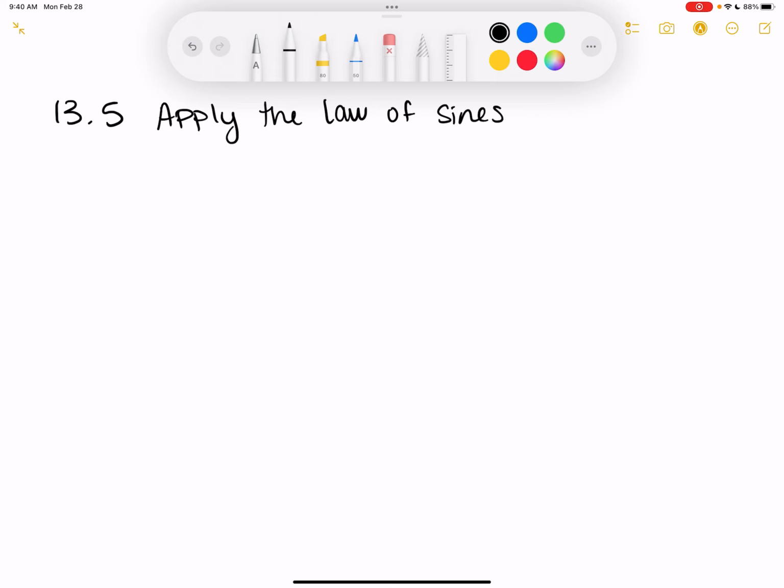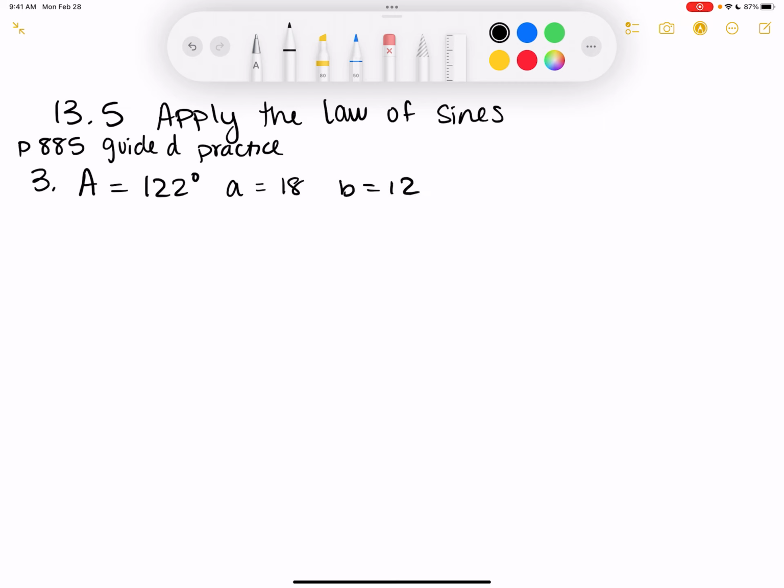All right, so I'm going to go back and look at, on page 885, a guided practice problem first, just because there's not necessarily a ton of problems in the book. A lot of even problems, so I want to make sure we have plenty of examples. So on page 885, it's guided practice number 3. The instructions will just tell you to solve triangle ABC. This one is, A is 122 degrees, little a is 18, and little b is 12.